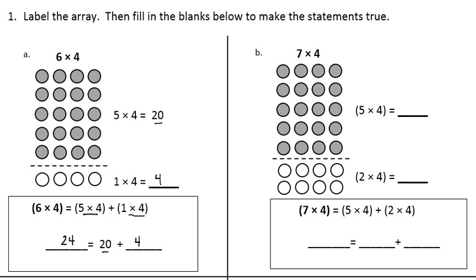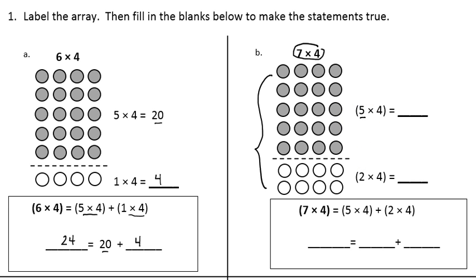So if a child is having trouble remembering what 6 times 4 equals, they can just think of 5 times 4 and one more group of 4 added on to that. We'll use the same process as we look at 7 times 4. So over here I have an array that is 7 rows of 4, but rather than counting each row, I've broken the array up into 2 sections.